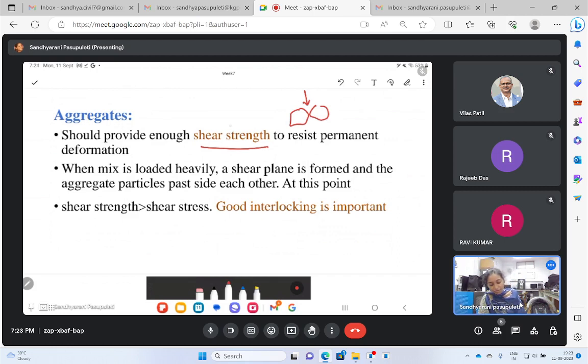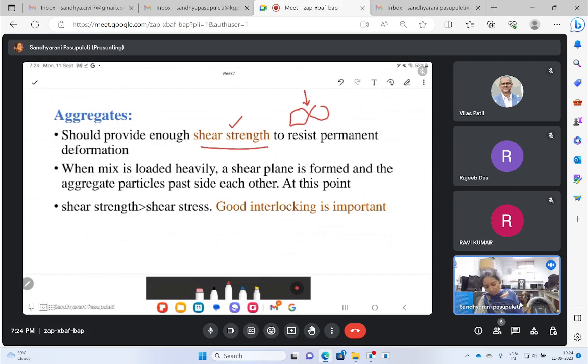So this is because of the shear strength. If all the aggregates are interlocked with each other and they have better shear strength, and whatever shear stresses are coming from the top due to the vehicular loads are lesser than the shear strength of the aggregate, then nothing will happen to the pavement. If the shear stresses coming from the top are more than the shear strength of the aggregates, then they will be completely slipped out of order.